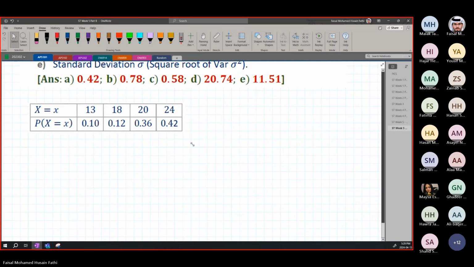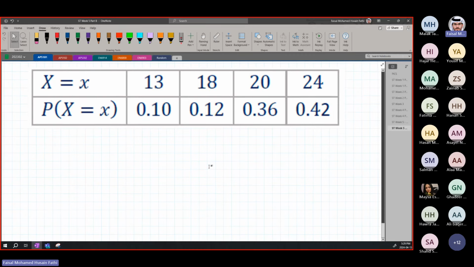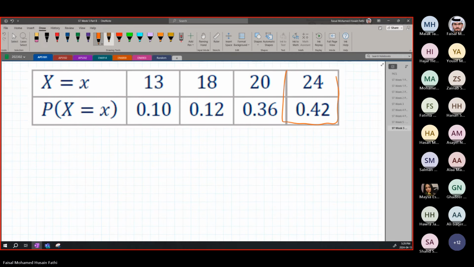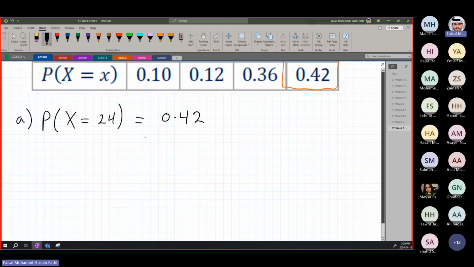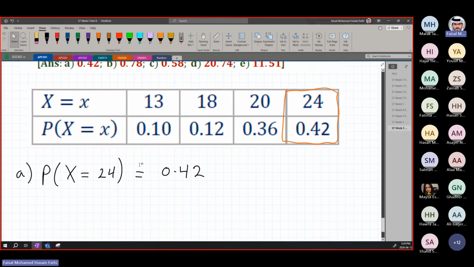All right. So when x is equal to 24, where is that? It is this part over here. This is when x is equal to 24. So very simply, p of when x is equal to 24 is equal to 0.42. Very simple for part A. Now let's look at part B. Part B says when p of x is greater than 18. All right? This is what part B is saying.